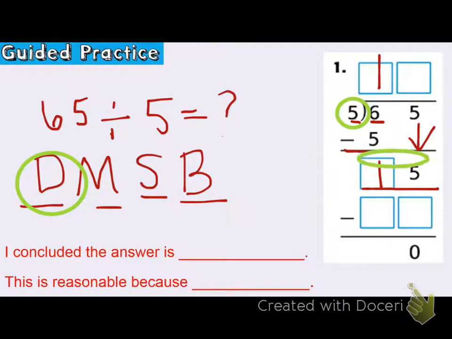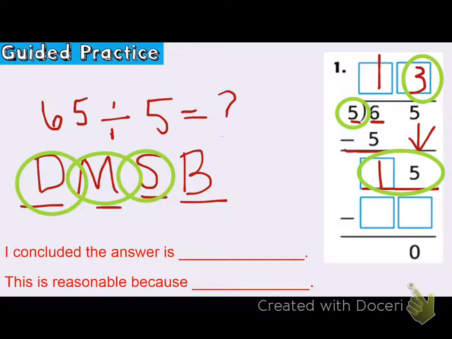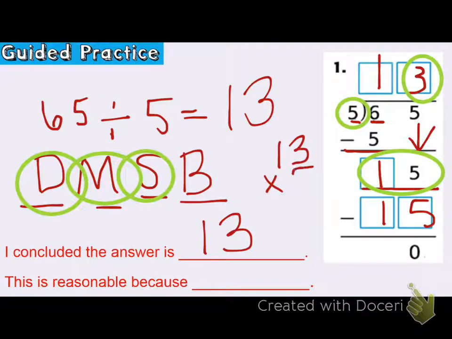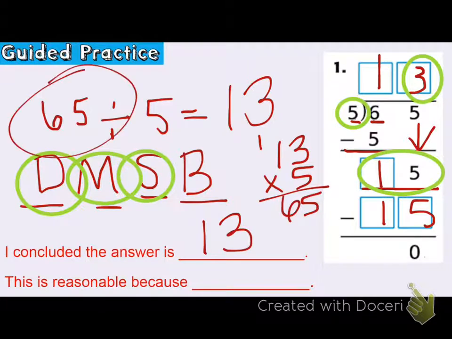I need to figure out how many times will 5 divide into 15. 5, 10, 15, so it's 3. After I divide, I can go ahead and multiply. 5 times 3 is 15. Go ahead and subtract 15 because 5 times 3 is 15. Nothing's left over. There's no remainder. So I figured out the quotient is 13. And I know it's reasonable because if I took 13 times the 5 groups, I actually do get my dividend. I do get the number that I broke up.